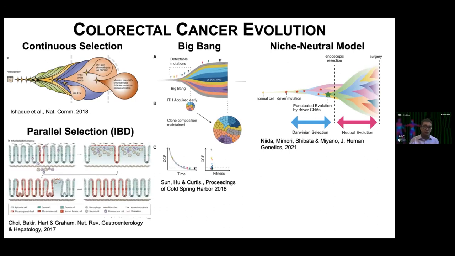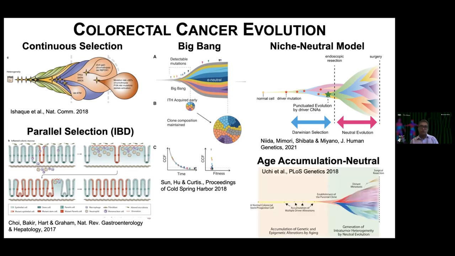There's a parallel selection model in IBD, where you're arresting development for a certain amount of time, and that leads to large exposure to potential mutations that then, once that goes away, can lead to a lot of parallel experiments in evolution. And there's age-accumulated neutral, and the list goes on and on, right? This is an open question. To a large extent we still don't understand, in any finer detail than Vogelstein did, how we should think about colorectal cancer evolution and cancer evolution in general.